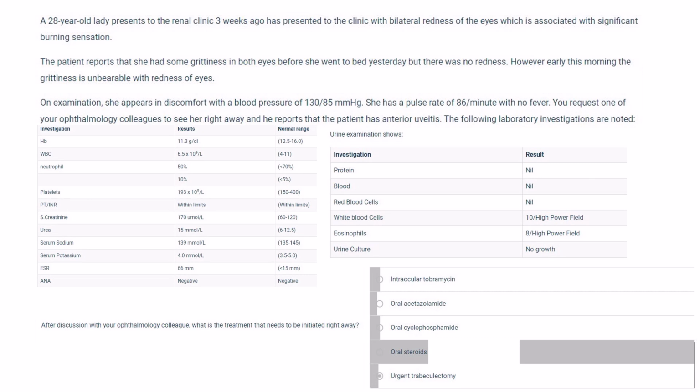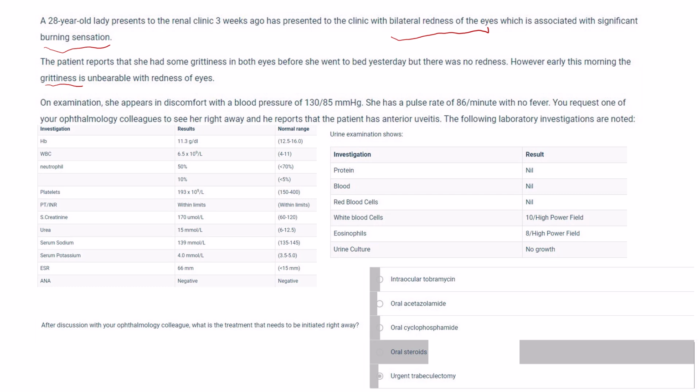Okay, this is a direct case of tubulointerstitial nephritis with uveitis. You have a case with bilateral redness of the eye, burning sensation of the eye, and grittiness. Grittiness means that she feels something like sand in her eye.